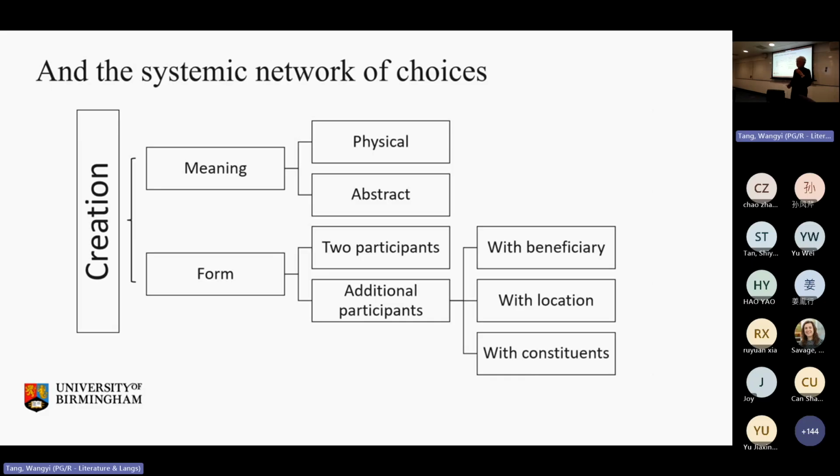So this is much more straightforward. And here we have, again, the systemic network rather than the taxonomy. So choices between choices of meaning, choices of form. The meaning is physical or abstract, and the form is either two participants or more than two participants. And if it's more than two participants, then you have a beneficiary, and you have location, or you have constituents.